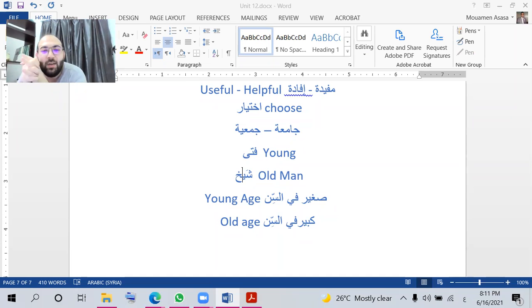So old age, when I mean old age, that means we are saying that he is old in age as an adjective. كبير في السن, young, صغير في السن. In common conversation, you can delete في السن. في السن means in age. Okay, there is another word for age. Who can tell me what is the other word?